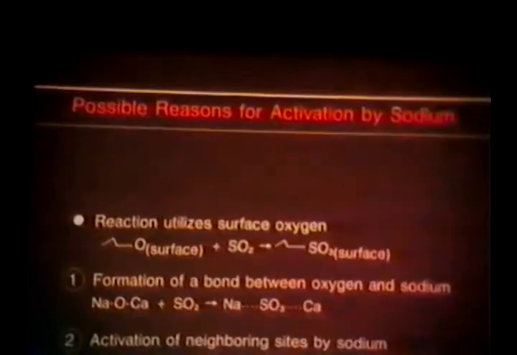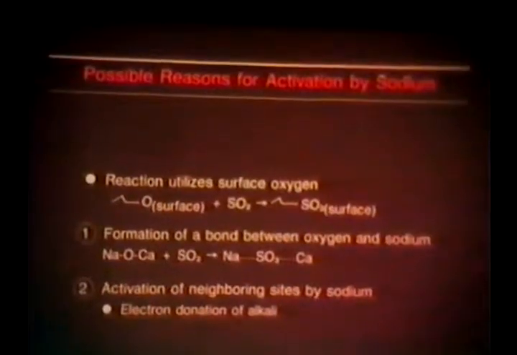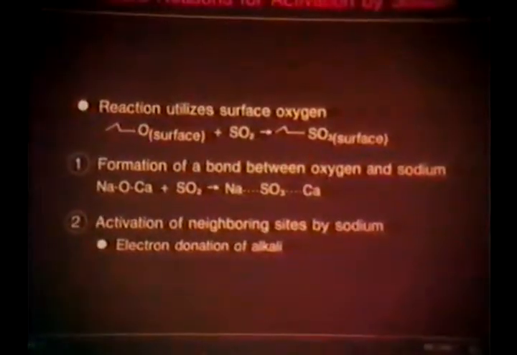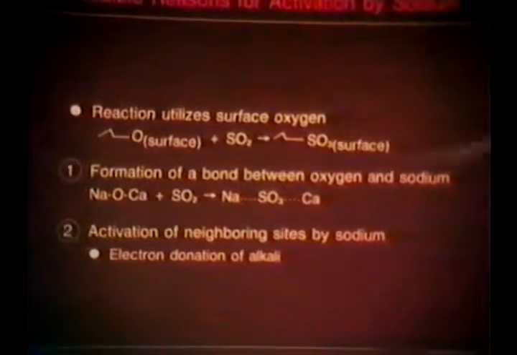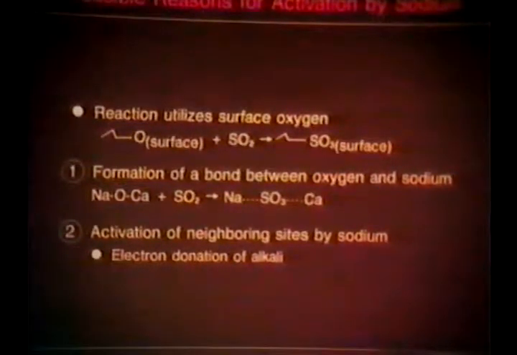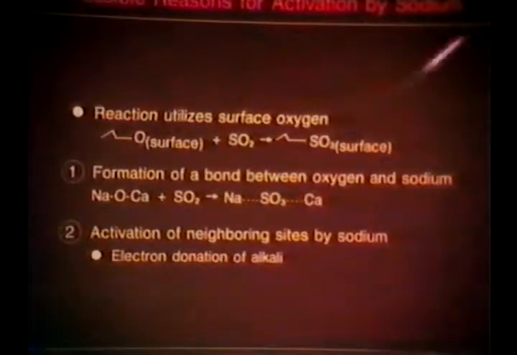Now let's see how the sodium could activate the calcium oxide surface. As we saw earlier, sulfide was the form of sulfur absorbed in the sodium calcium oxide system. Now, in order to form sulfide, it should utilize oxygen from the calcium oxide surface. At high sodium coverages, sodium has activated all the surface oxygens to form sulfide.